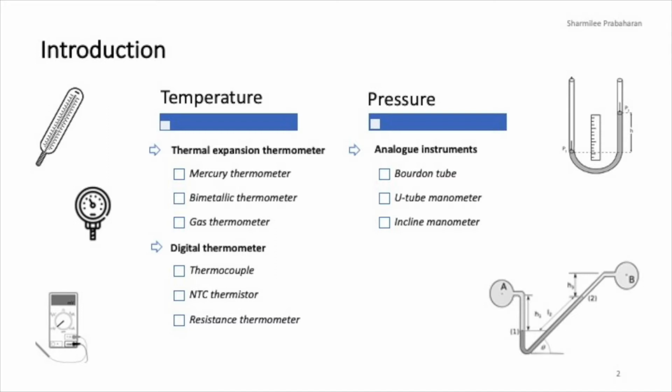In this experiment, 6 different temperature measurements were taken, in which mercury thermometer, bimetallic thermometer, and gas thermometers are all thermal expansion thermometers, and thermocouple, NTC thermistor, and resistance thermometer are all digital thermometers. Likewise, pressure was measured using all analog instruments: Bourdon tube, U-tube manometer, and inclined manometer.